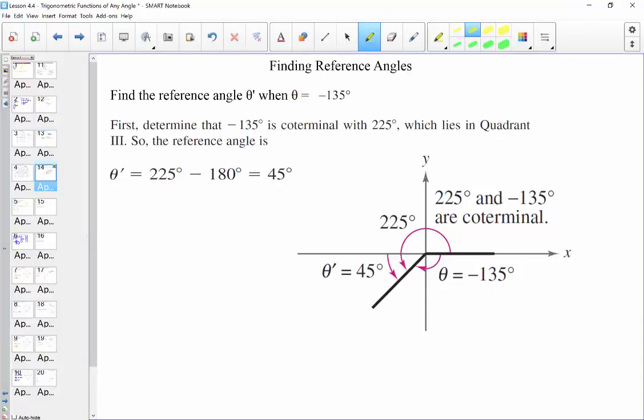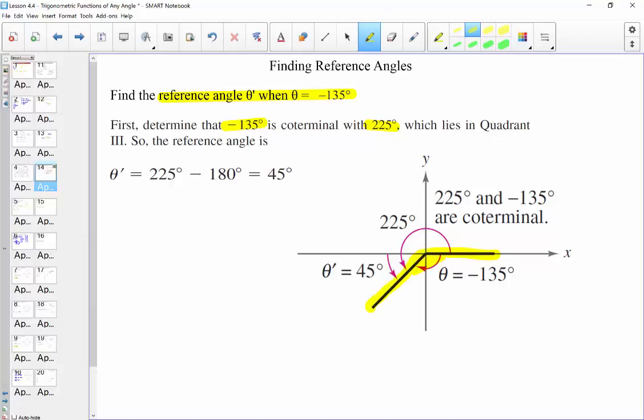In this example, we're to find reference angle theta prime when theta equals negative 135 degrees. So we have a negative angle, or an angle that goes in a clockwise direction, as shown in the diagram. We need to find a coterminal angle so that we can work with a positive angle between 0 and 360 degrees. To do that, we're going to add one revolution, or 360 degrees. So if we add 360 degrees to negative 135 degrees, we'll find the coterminal angle 225 degrees. This is represented in the diagram, and it lies in quadrant 3.